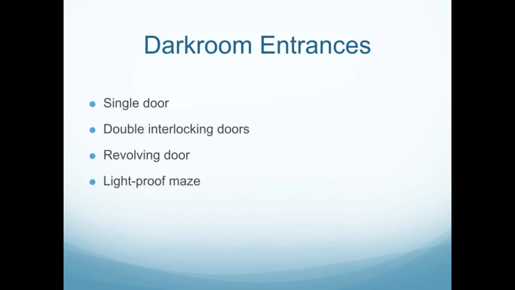So real quick, the darkroom entrances, typically you're going to find a revolving door at these entrances, but you could have a single door, which is taking a real big chance if the bin is open and exposing those films to the light. Double interlocking doors, okay, that takes up a little more space, as does a light-proof maze. I don't believe that most hospitals would forfeit all the square footage you would need for a light-proof maze, but these are the different types of darkroom entrances.